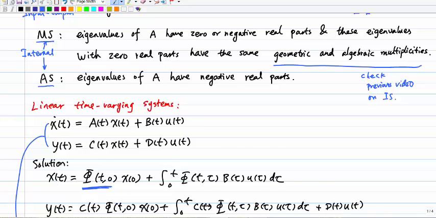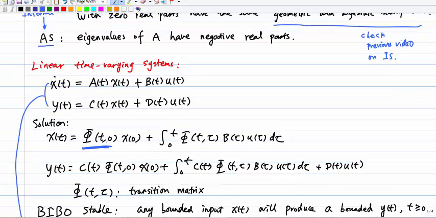Okay, so the solution for x(t) is given by Φ(t,t0)x0 plus the integration from 0 to t of Φ(t,τ)B(τ)u(τ)dτ. So that's the solution to x(t). And for y(t), we just have to replace x by its solution and we find y(t). Here Φ(t,τ) is called the transition matrix, which is calculated by looking at just ẋ(t) = A(t)x(t). So this is the transition matrix for this system. We find the transition matrix.